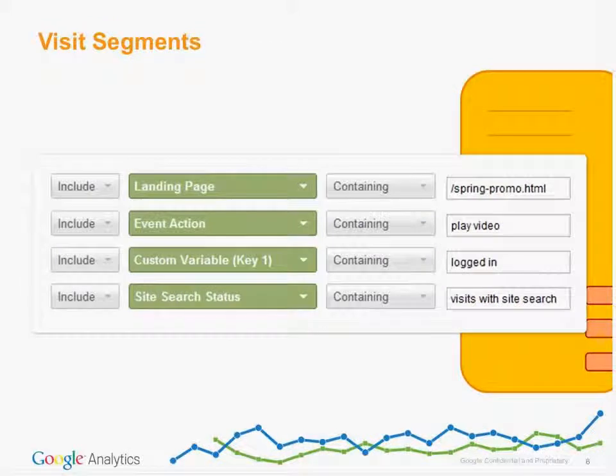But some examples of visit segments to pivot around would be visitors who landed on a specific promotional landing page, visitors who played a video if you've defined that action with an event, visitors who've logged in as opposed to not logged in, what media or what geographies sent visitors who are logging in, and again, that needs to be defined with tags. Or visitors with site search.